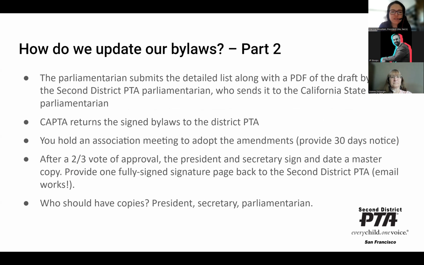A good point is to make sure that the bylaws are accessible. Any member that asks for it, you can freely hand it out. There's nothing secretive or private about bylaws. And the president, secretary, and parliamentarian should definitely always have a copy available at meetings to refer to.